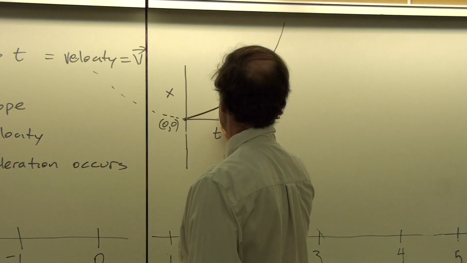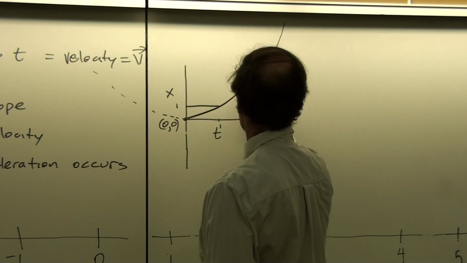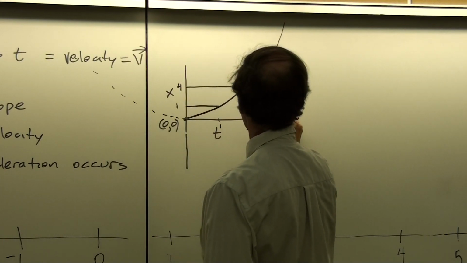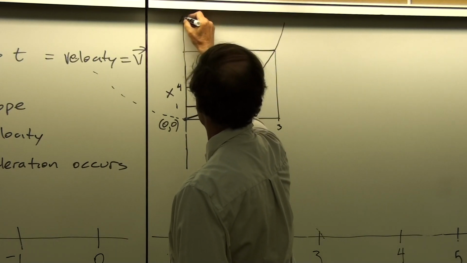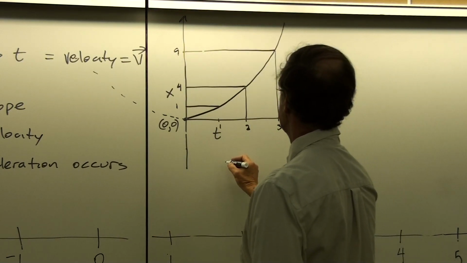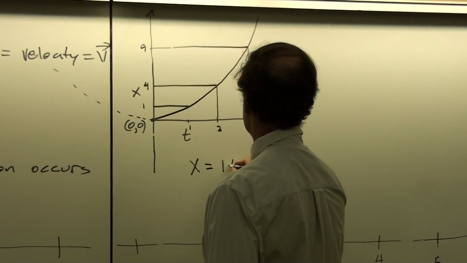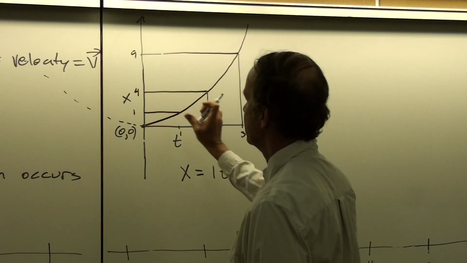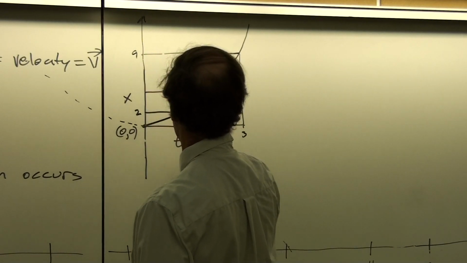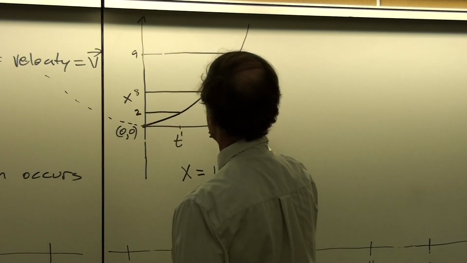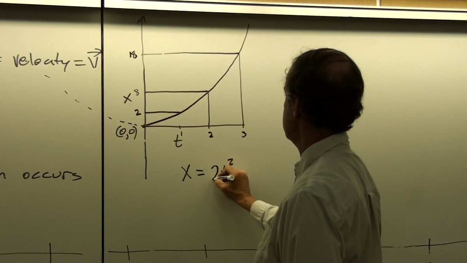Okay? And so then at time equals 1 second, let's say x equals 1 meter. At time equals 2 seconds, x might equal 4 meters. At time equals 3 seconds, x would be 9 meters. So this kind of relationship would look like x is equal to 1 times t squared. On the other hand, if this were a 2, so after 1 second we've gone 2 meters, after 2 seconds we've gone 8, and after 3 seconds we've gone 18, then this relationship would look like x equals 2t squared.